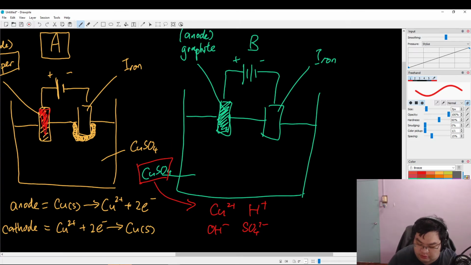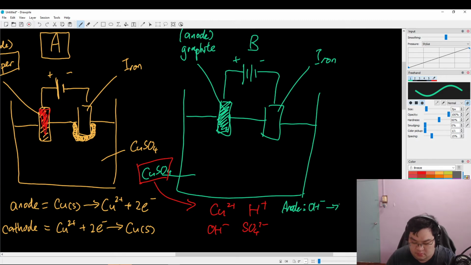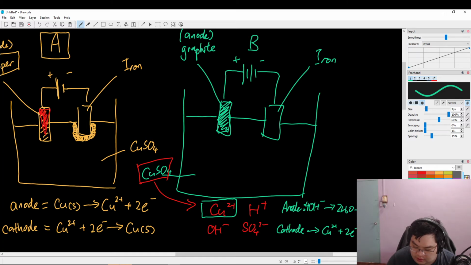So if I continue to write on this, you have the anode. Anode discharge, assuming this is dilute because it didn't say it's concentrated, OH- will be discharged. You get 4OH- becomes 2H2O plus O2 plus 4e. Whereas when it comes to the cathode, because it will be choosing between this and this, hydrogen compared to copper is lower in reactivity. Copper will be chosen. Therefore, it will be Cu2+ plus 2e forms copper.